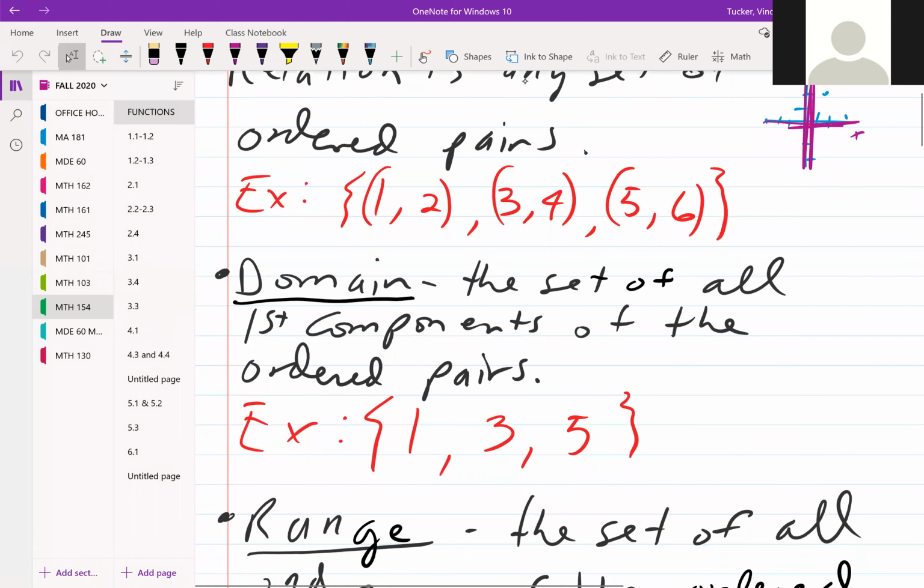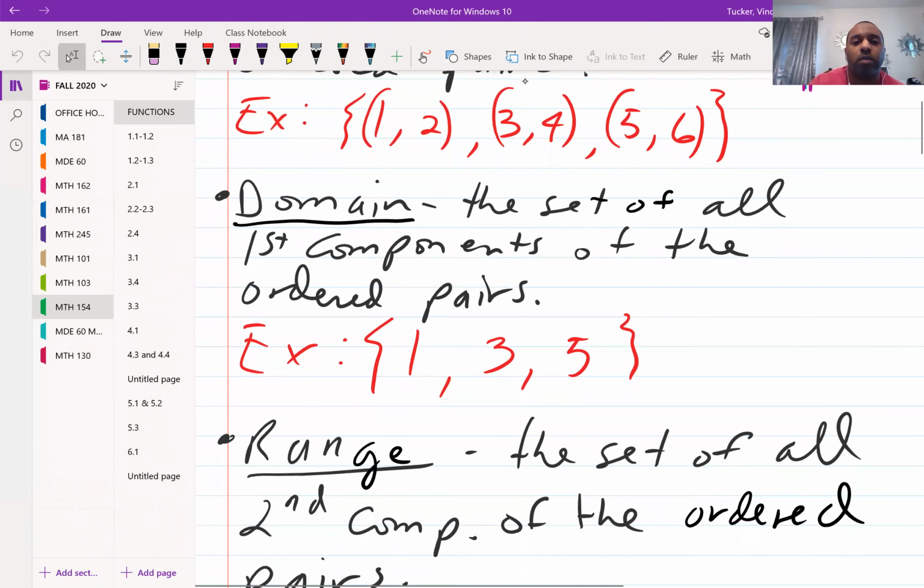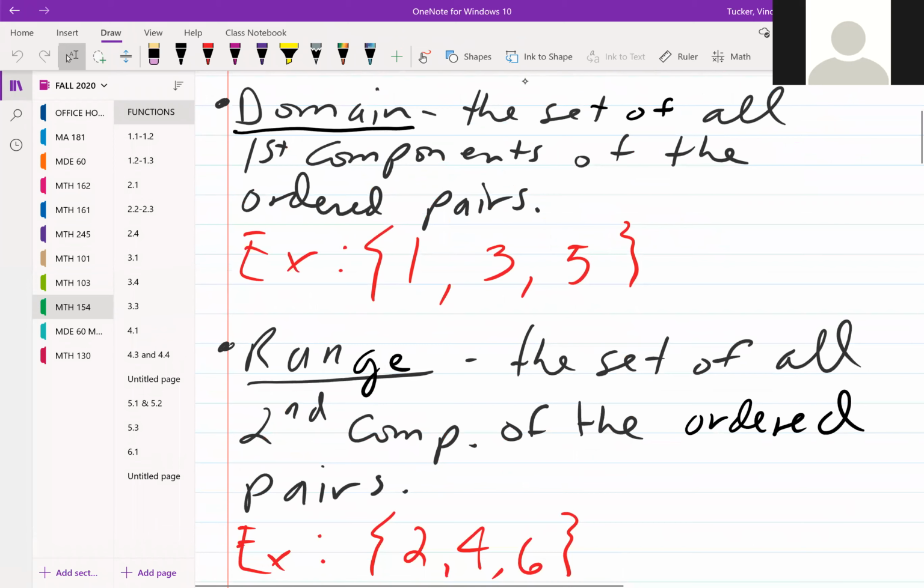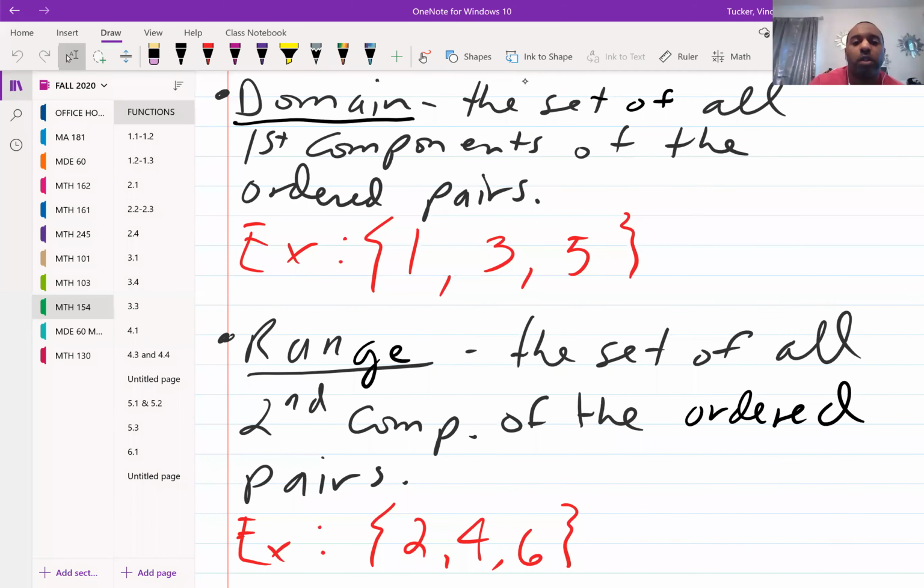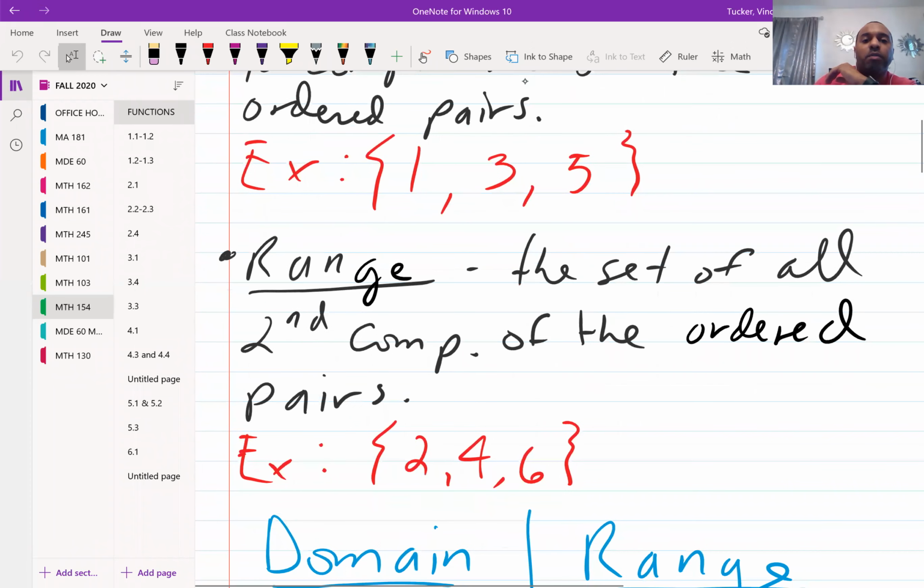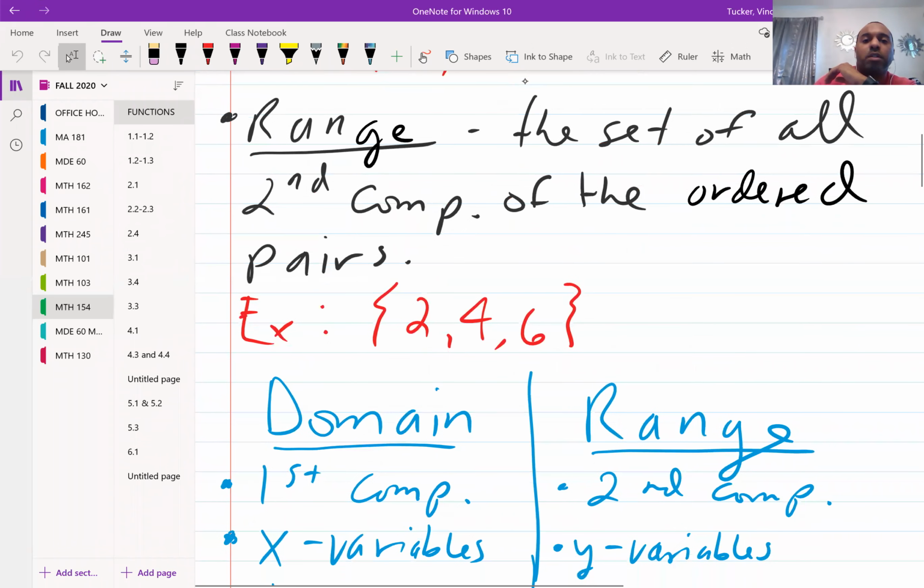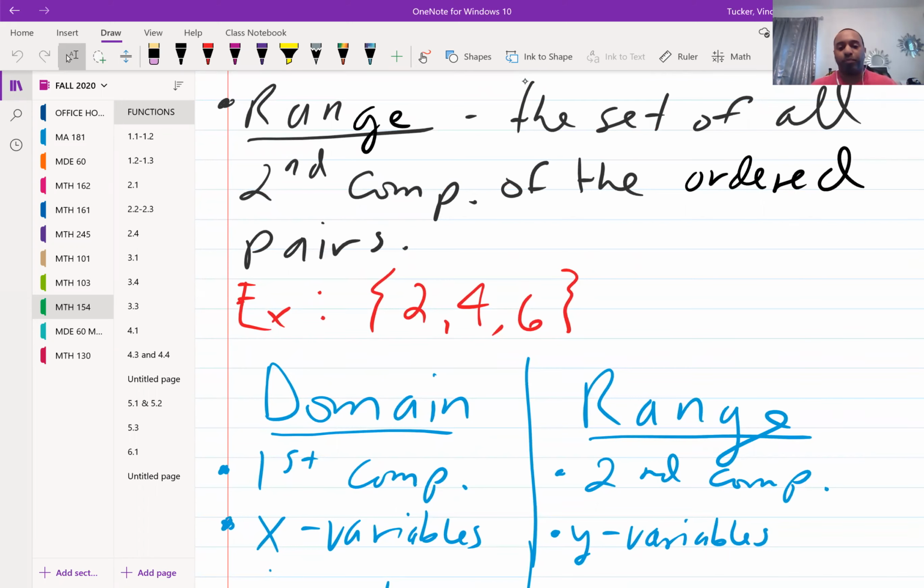Professor Tucker, I'm all caught up. Sounds good. Thank you. Not a problem. So we're looking at the range now. Remember, domain is the set of all of your first components of the ordered pairs. Range is the set of all of your second components of your ordered pairs. So in this case, we would have 2, 4, and 6. That would be your range. And we should be done with domain, right? All right. So after we finish writing down the range, we'll look at direct comparisons between the two, domain and range.